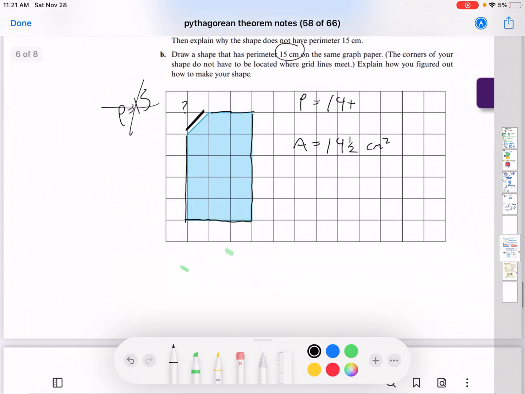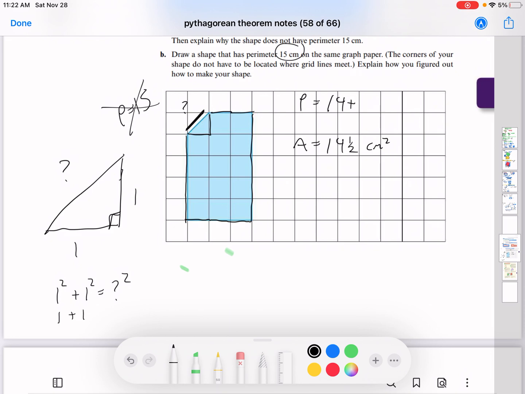If we have something that has height 1 and width 1, right? Height 1 and width 1, and it's a right triangle, what is this length right here? And we could use the Pythagorean theorem. 1 squared plus 1 squared must equal question mark squared. So that is 1 plus 1 equals question mark squared. So question mark squared must equal 2. So question mark is actually the square root of 2. So she drew something that had perimeter 14 plus the square root of 2, not 15.